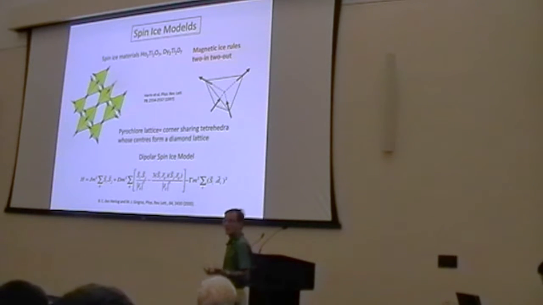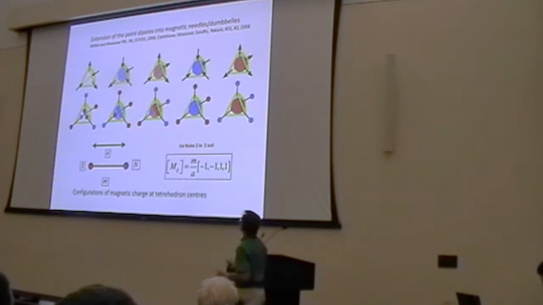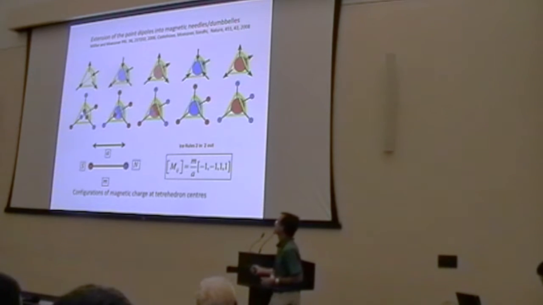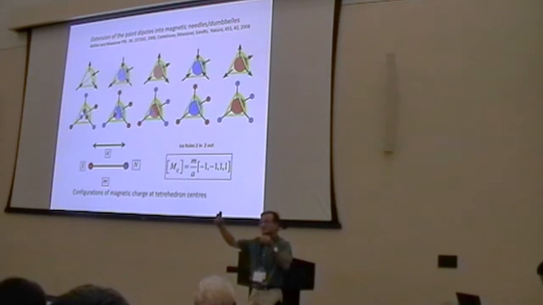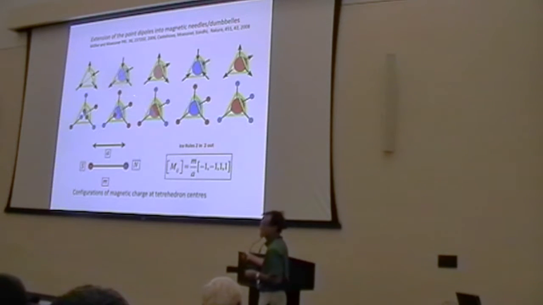But what I really like and what I've been really working on is an extension of the dipolar spin ice model, where you take the point dipoles and you extend them into needles or dumbbells, and the centers of the needles touch at the centers of the tetrahedra, and so then the center of the tetrahedra has an ensemble of magnetic charge that for two-in-two-out sums to zero, for three-in-one-out gives you a single monopole, and all-in-all-out gives you a double monopole.